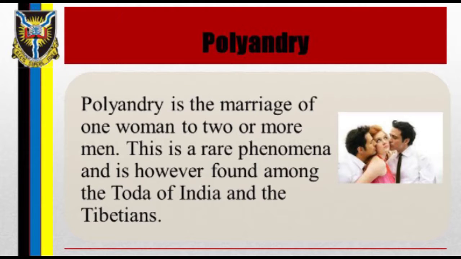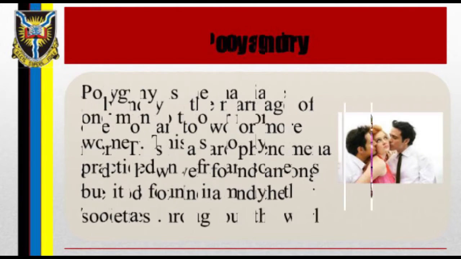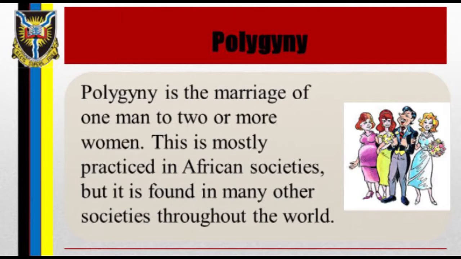There is another form of polygamy known as group marriage, which is a combination of polygyny and polyandry. In this case, groups of men and women enjoy more or less equal conjugal rights over each other. Polygyny is mostly practiced in African societies, but it is found in many other societies throughout the world. It is not, however, permitted in Western and other highly industrialized societies. Nevertheless, there is some evidence that certain individuals or groups practice it secretly within these societies.